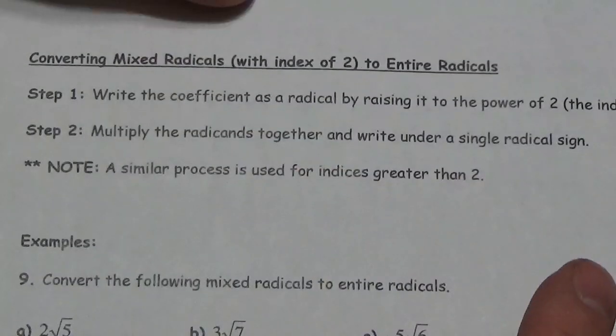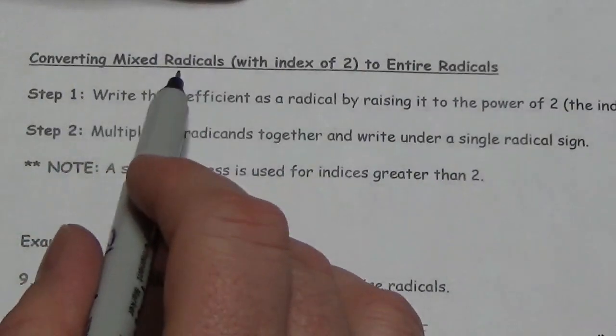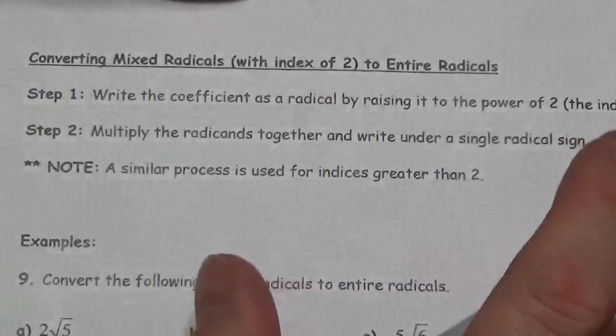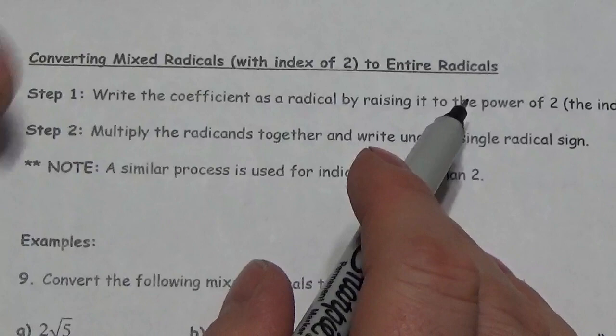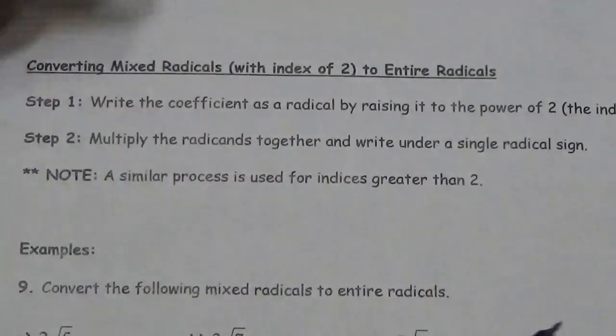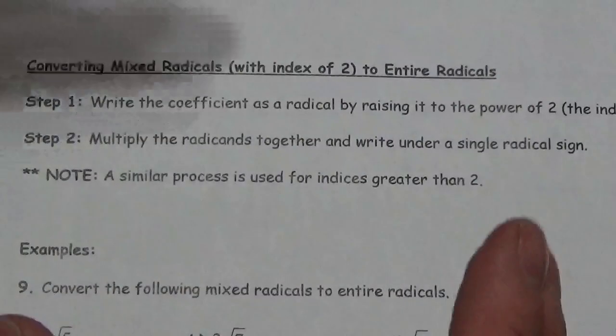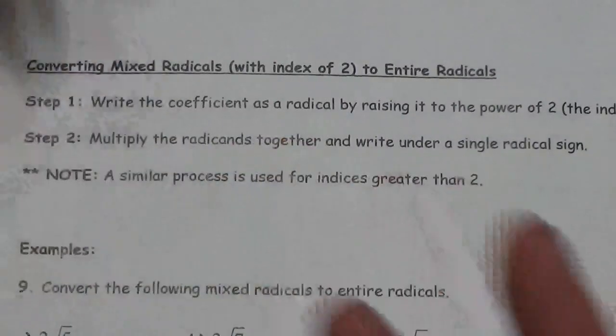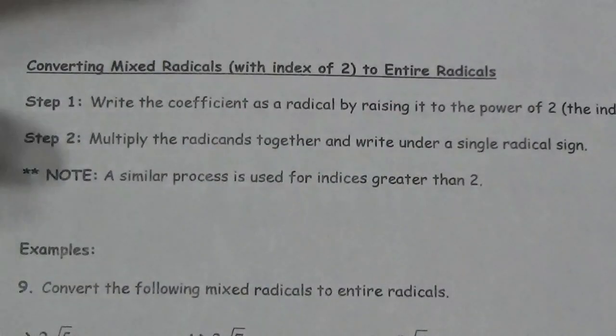All right, now the next little thing that we want to do here is convert mixed radicals, again with an index of 2, so they're looking at just square roots, to entire radicals. The reason why we restrict it to an index of 2 for the time being is it's very easy to expand on this. We just want to make sure that you get this idea first, and then you can generalize it however you want here.